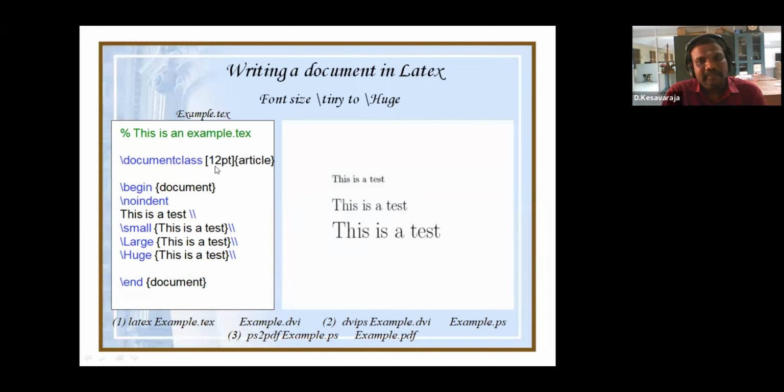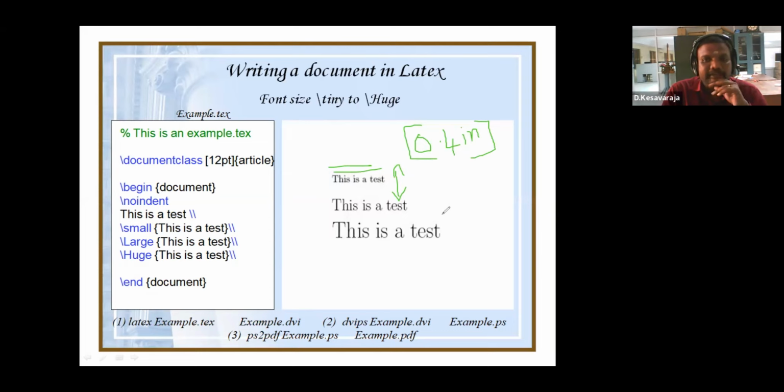Then some of the basic font styles. So \noindent. This will be helpful for indentation. \noindent, which will be helpful so there is no indentation, no space. Otherwise, inside square brackets, you can give something like 0.4 inch, 0.4 in. Which gives 0.4 inches space. Inside square brackets, you can specify the line spacing.